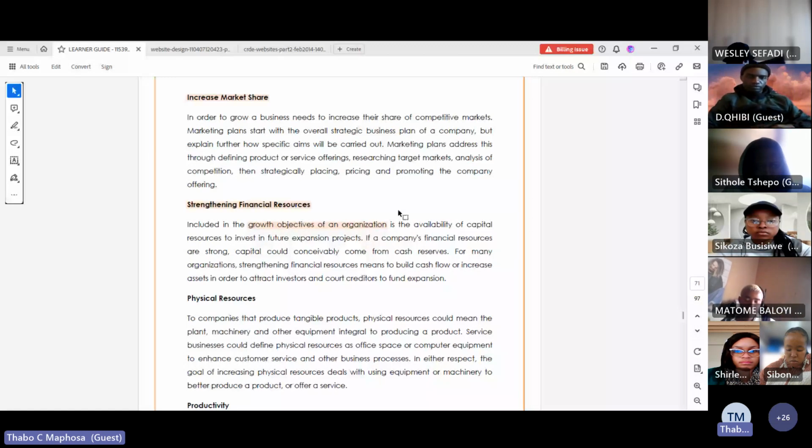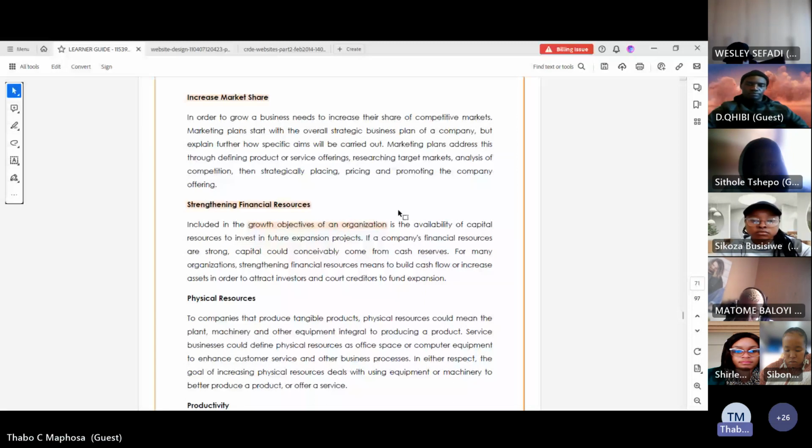So for you to be able to attract investors, for you to be able to attract creditors to come and fund your business or your company, what you need to do is to strengthen your financial resources. Make sure that you've got capital that is available, so that whenever people want to come to you and ask, do you have capital? Do you have this? Do you have that? Everything is there.